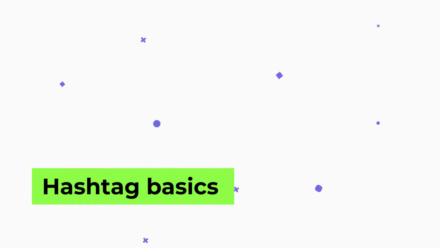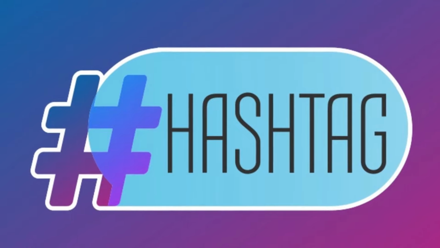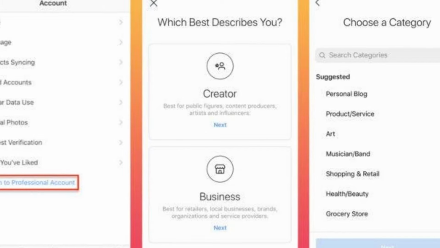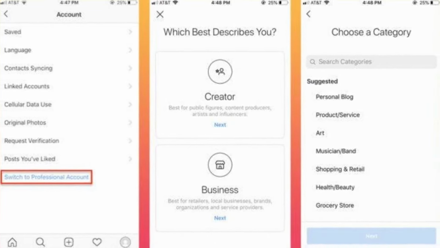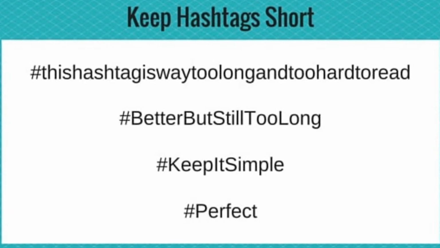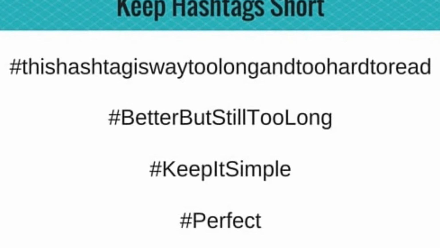Hashtag basics. They always start with a hash symbol, but they won't work if you use spaces, punctuation or symbols. Make sure your accounts are public. Otherwise, the hashtag content you write won't be seen by any non-followers. Don't string too many words together. The best hashtags tend to be relatively short and easy to remember.